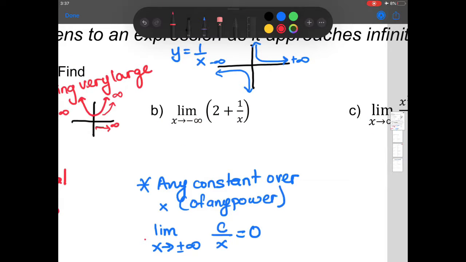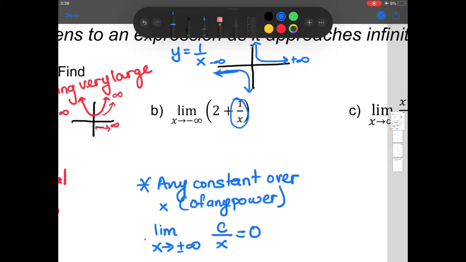B. It says limit as x approaches negative infinity, 2 plus 1 over x. I'm graphing this part of the function. I actually graphed it here. So now look at this. As x is approaching negative infinity, as my graph is going in this direction, what is happening? My y is approaching what? 0. If x is approaching positive infinity, my y is still approaching 0.